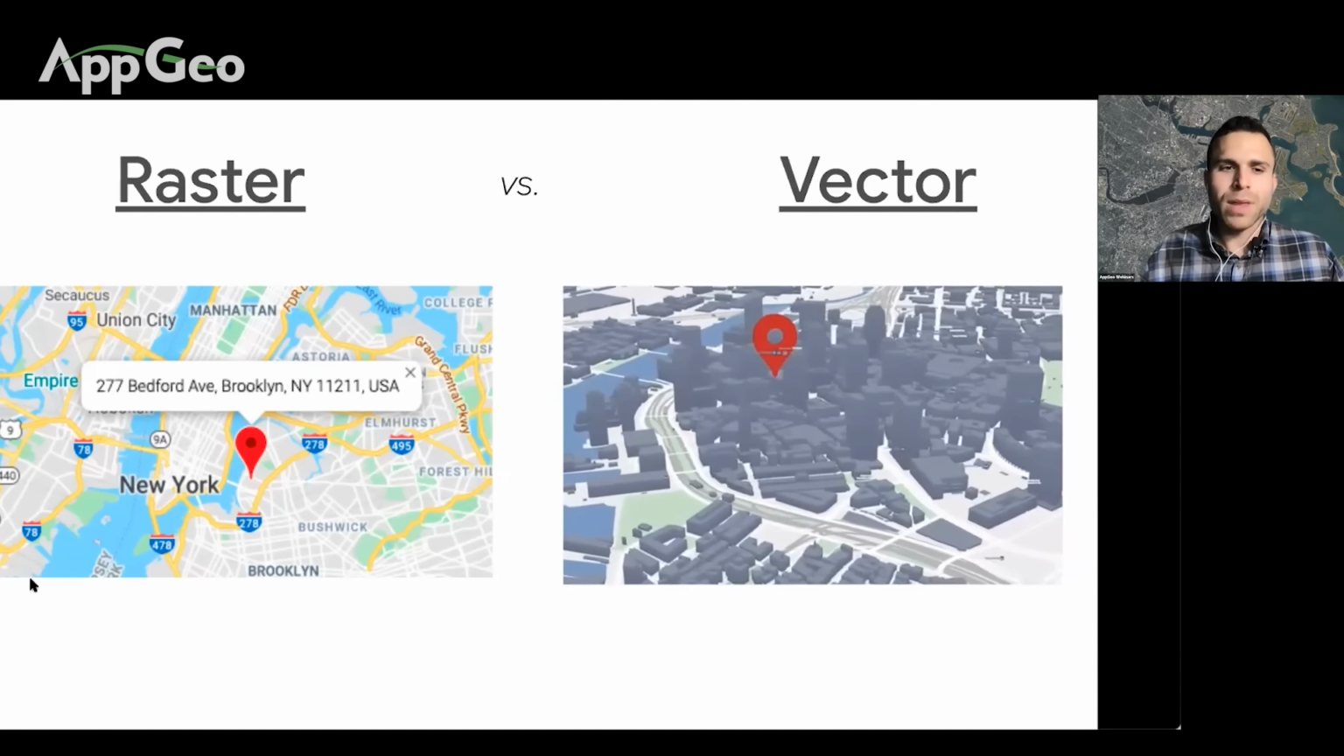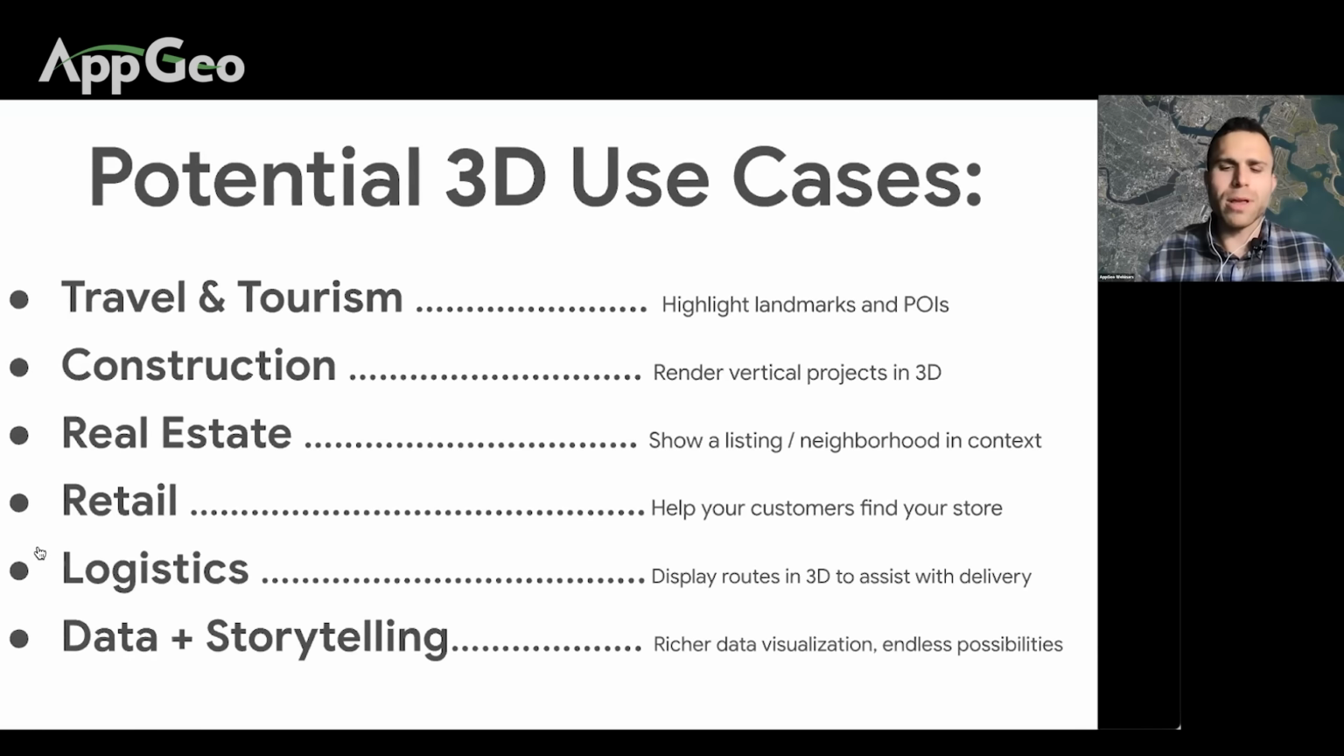To help make this maybe a little more applicable to your industry, here are some of the use cases that we've been thinking about when it comes to taking advantage of these features. More and more applications and more customers are getting used to actually interfacing in a 3D environment relative to a 2D map, and it really just makes a more realistic and lifelike representation of your data. So we have some interesting cases from travel, tourism, construction, real estate, retail, logistics, the list goes on.